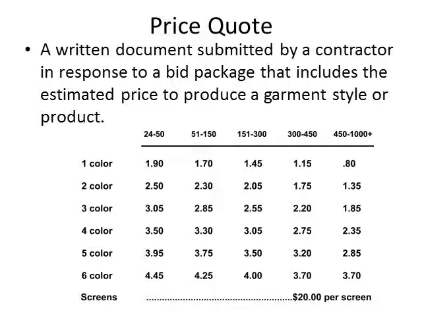And so here's an example of a price quote, a general price quote that a lot of t-shirt companies will do. So they'll say, if you want us to produce a t-shirt with one color, one screen print color, and you only need between 24 and 50 in quantity, it will cost you $1.90 per shirt. And let's say you want 4 colors and you need between 300 and 450, it will cost you $2.75 per shirt. So this is an example of a price quote. It's not the exact price, but it's a rough quote.